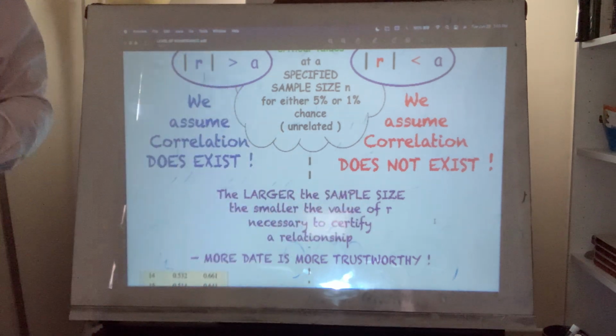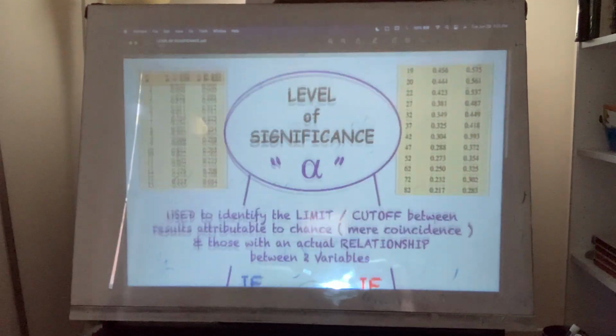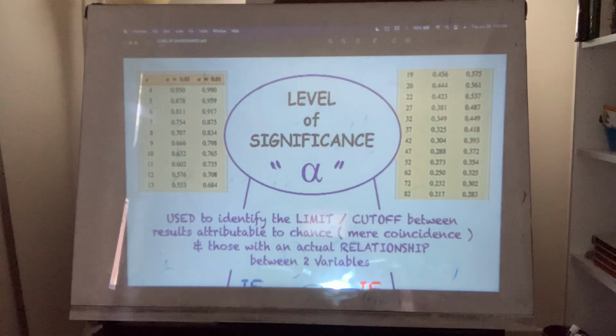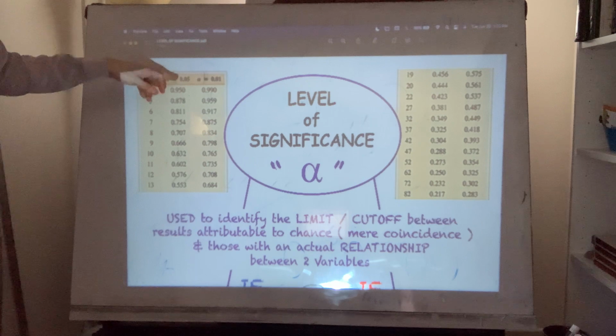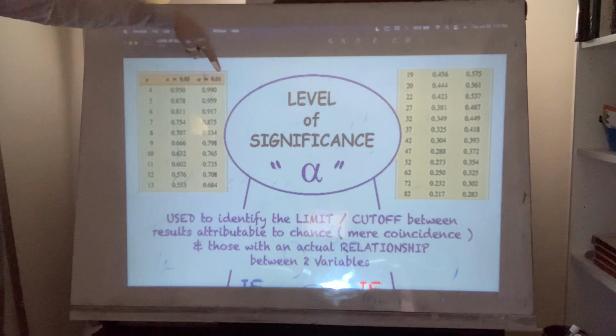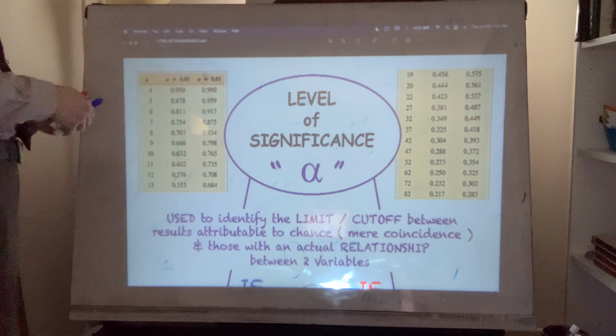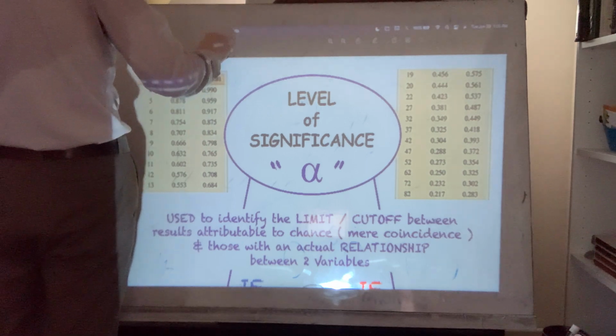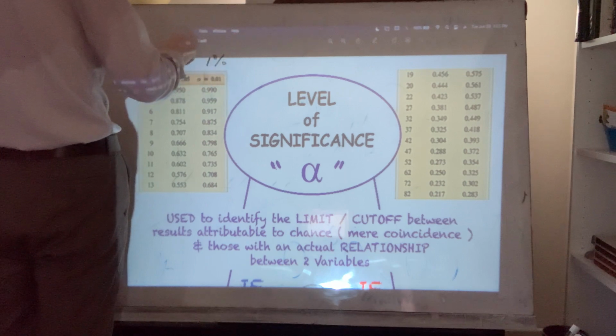What does that mean? Well, if you look at the actual tables now, you'll see a column heading for alpha that is 0.05, and then an adjacent column heading that is alpha 0.01. This is a 1% chance of uncertainty. This is a 5% chance.